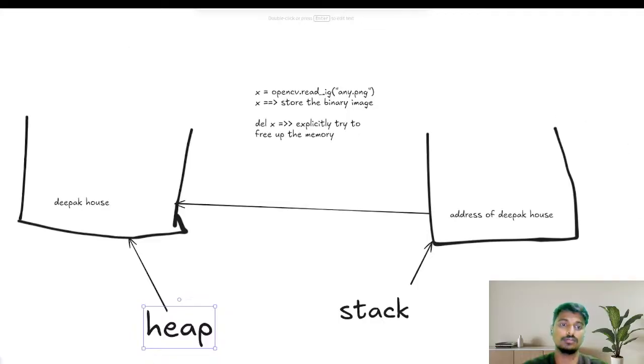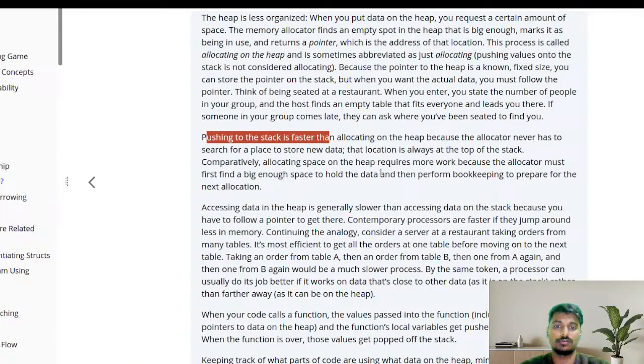That's why it is, I mean, finding the empty slots. After finding, then put that data in that slot, and then after that I need to put its pointer in a stack as well. Stack is a memory, also heap is a memory type. So that's why heap is very slow in comparison to stack. Pushing to stack is faster than allocating on a heap because the allocator never has to search for a place to store new data, of course.